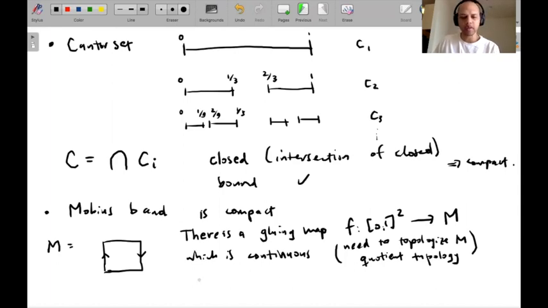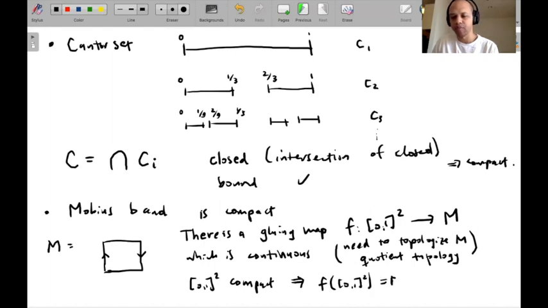But once we do that, we'll have this continuous map, and since the square is compact, its image under a continuous function is also compact, which is something we showed. And so M is compact. Okay.